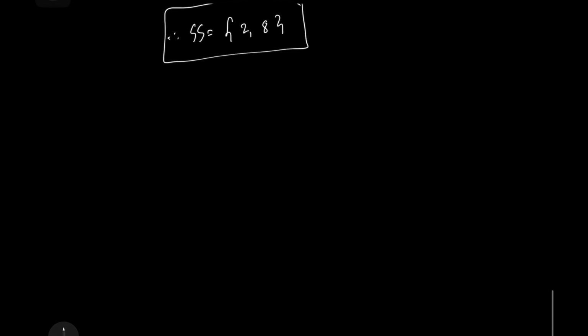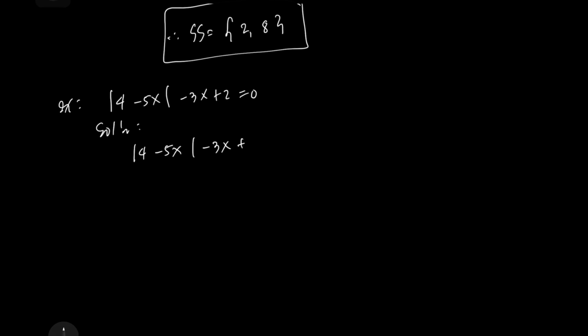Let's have 2 examples before we proceed to our next topic. Last 2 examples. How about this one? Absolute value of 4 minus 5x minus 3x plus 2 equals 0. So we have to simplify that one first. It is just equivalent to the absolute value of 4 minus 5x equals 3x minus 2 after applying the addition property of equality.